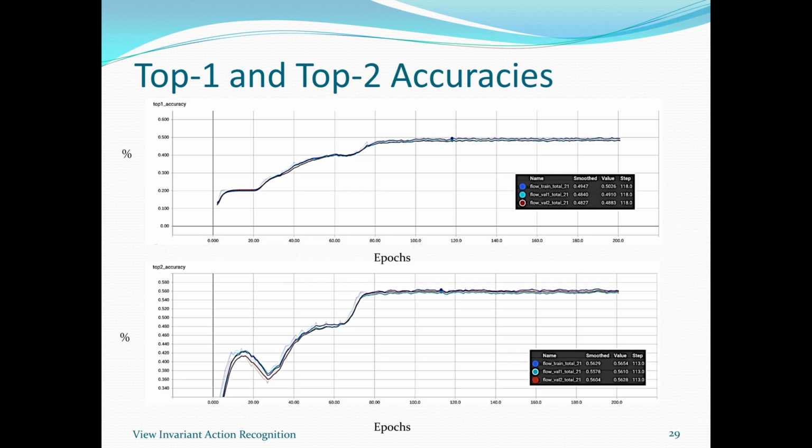We went up to 49.4% training accuracy and a 48.2% validation 2 accuracy for top 1. And they're still pretty close together. In case of top 2, it's 56.2% training accuracy, 56.0% validation 2 accuracy. And again, they're following really well.